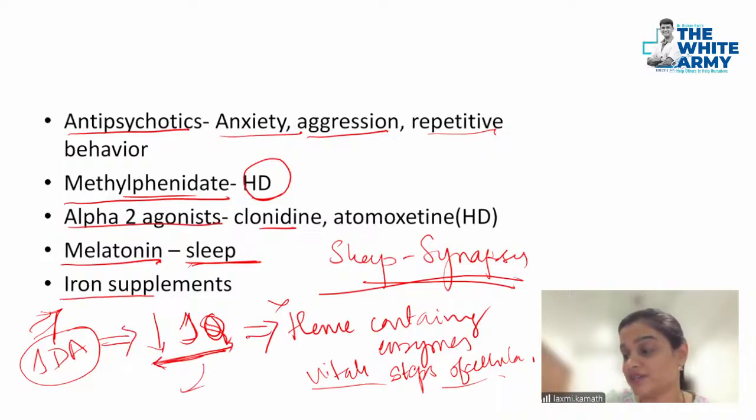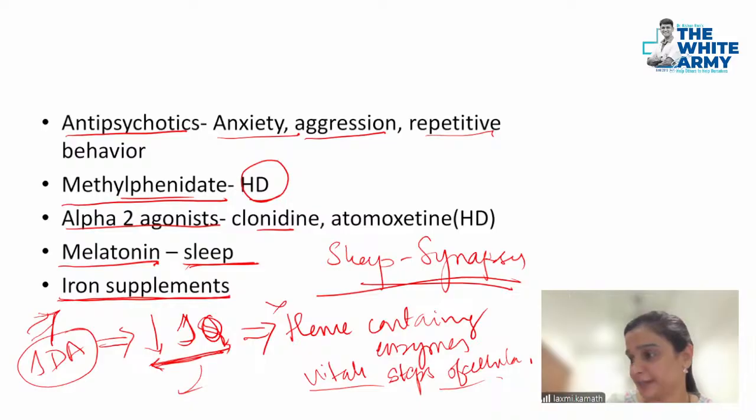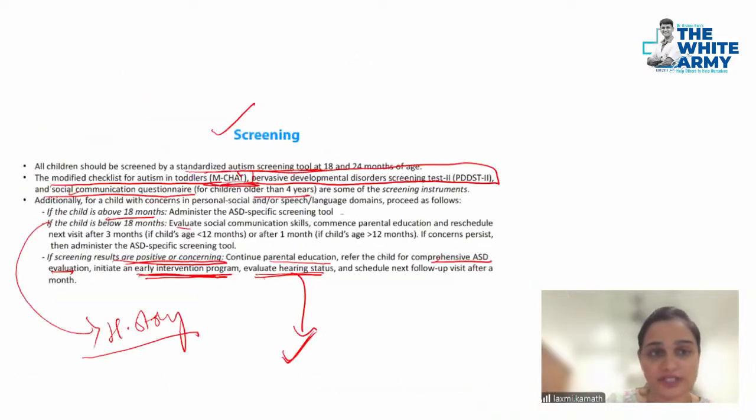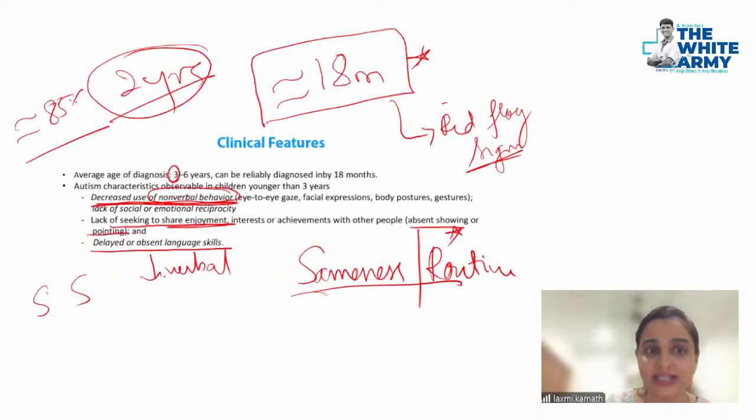That is why it is fair enough to treat all the autistic and ADHD kids even with iron supplements if they are found to be iron deficient. Okay. So this is also one part of the pharmacotherapy that autistic kids take. Okay. So this is, shortly, about how autism has to be screened, diagnosed, and treated.